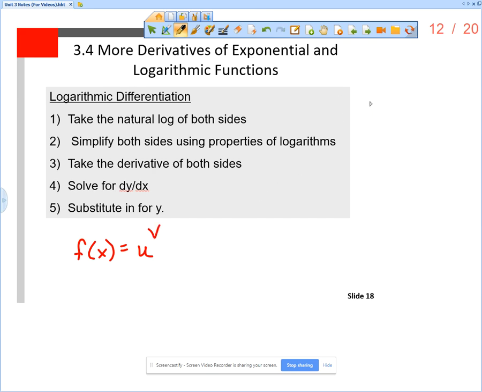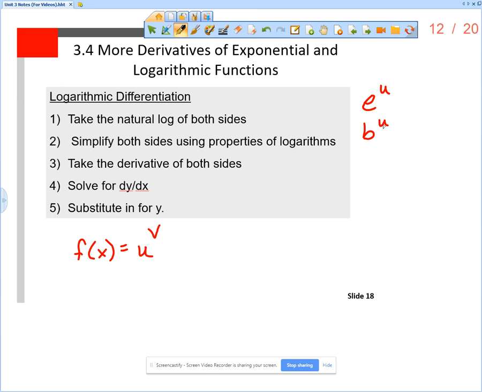All right. We had a derivative rule for e to the u. We had a derivative rule for b to the u, right? Where e was the specific constant, approximately 2.718. b was some other constant, any other constant. But now we have u to the v, right? So now both u and v are functions of x.